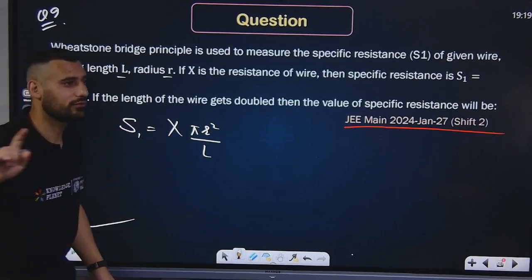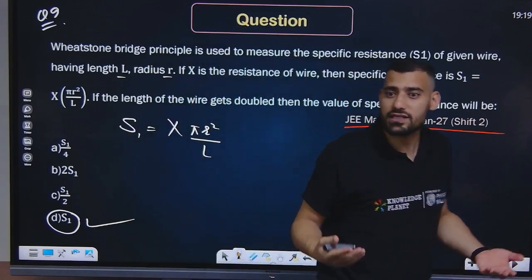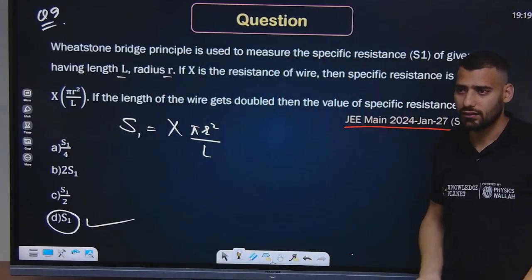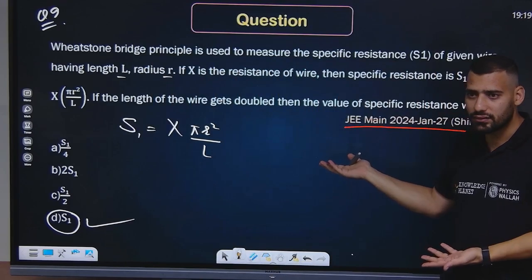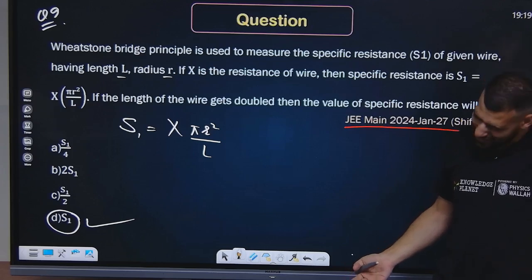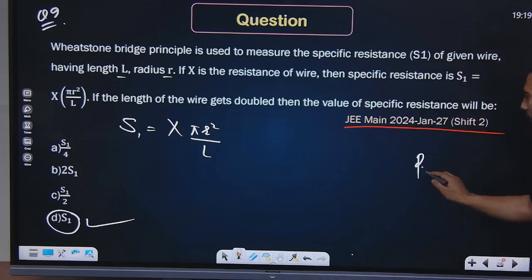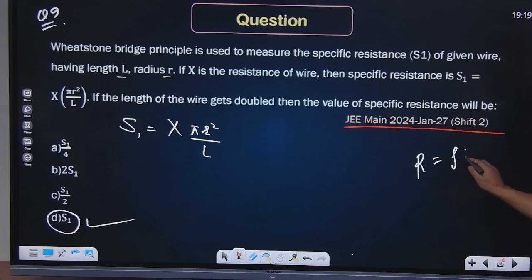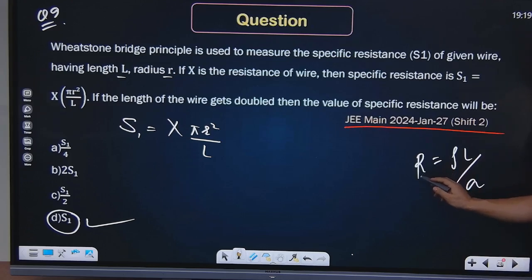Specific resistance is resistivity. It has nothing to do with the length. It's a constant of proportionality. Do you agree? Yes, I got the same. Resistance is directly proportional to length. Resistance is inversely proportional to area. It is independent of rho, right? Rho is a constant you introduce.